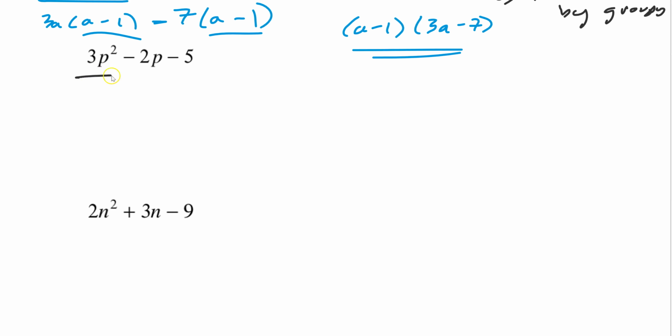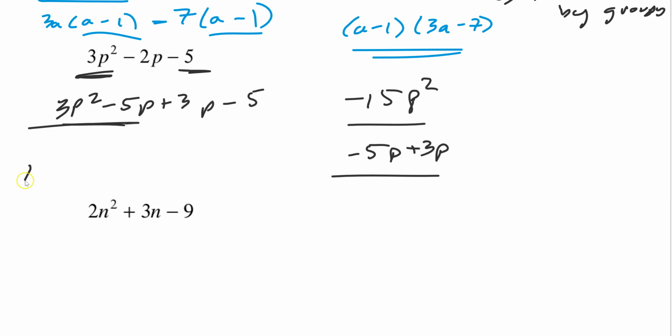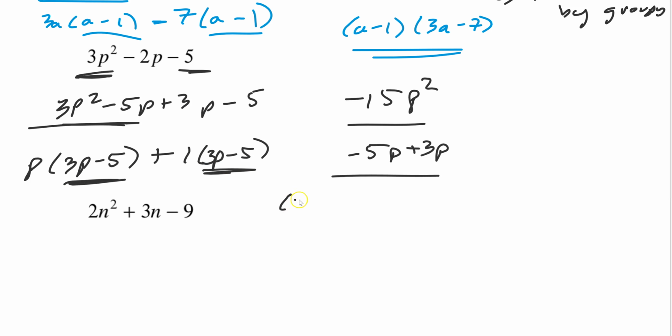I multiply these together: negative 15P squared. Find the combo that gives the middle. In this case, that'd be negative 5P and 3P. Plug it in for the middle. And then factor by grouping. They have a P in common, and you get 3P minus 5. Always bring down the middle sign. These have nothing in common, so we put a 1 on the outside: P minus 5. 3P minus 5, sorry. These match. 3P minus 5, P plus 1.